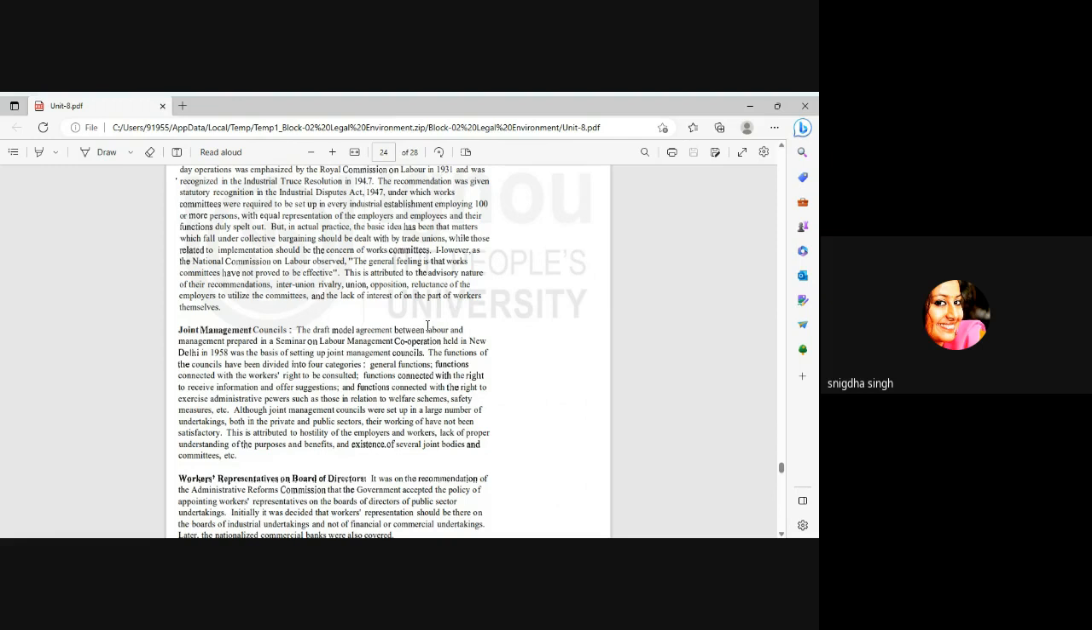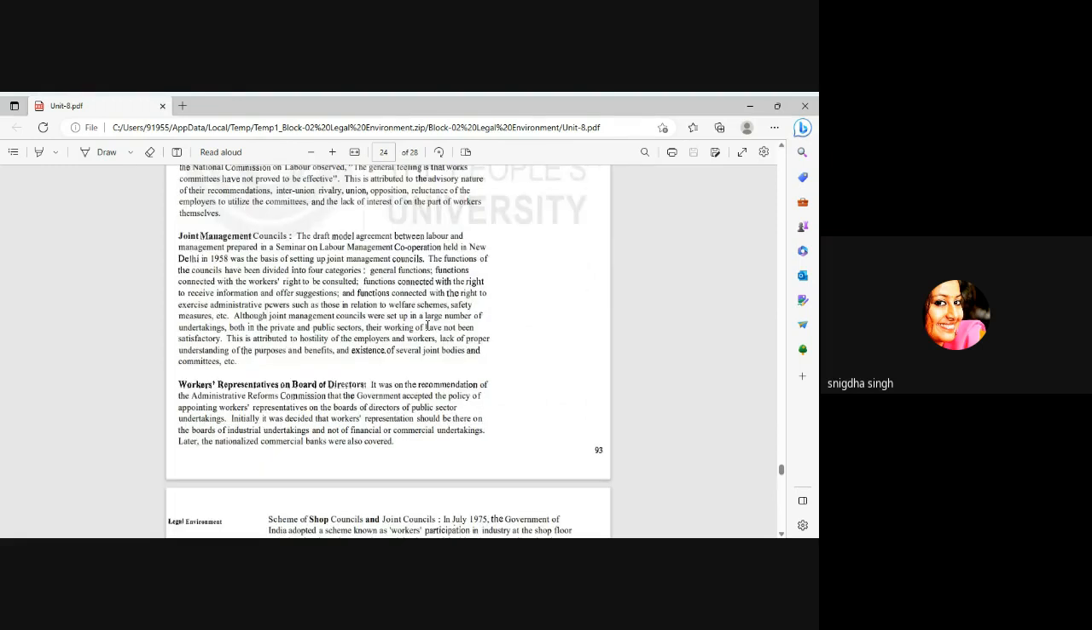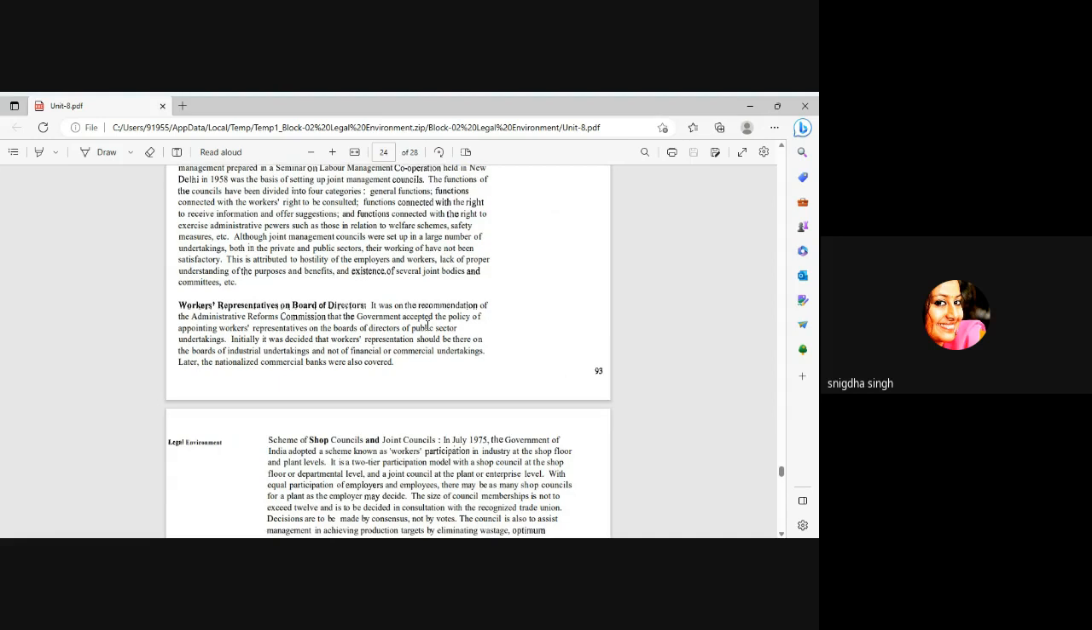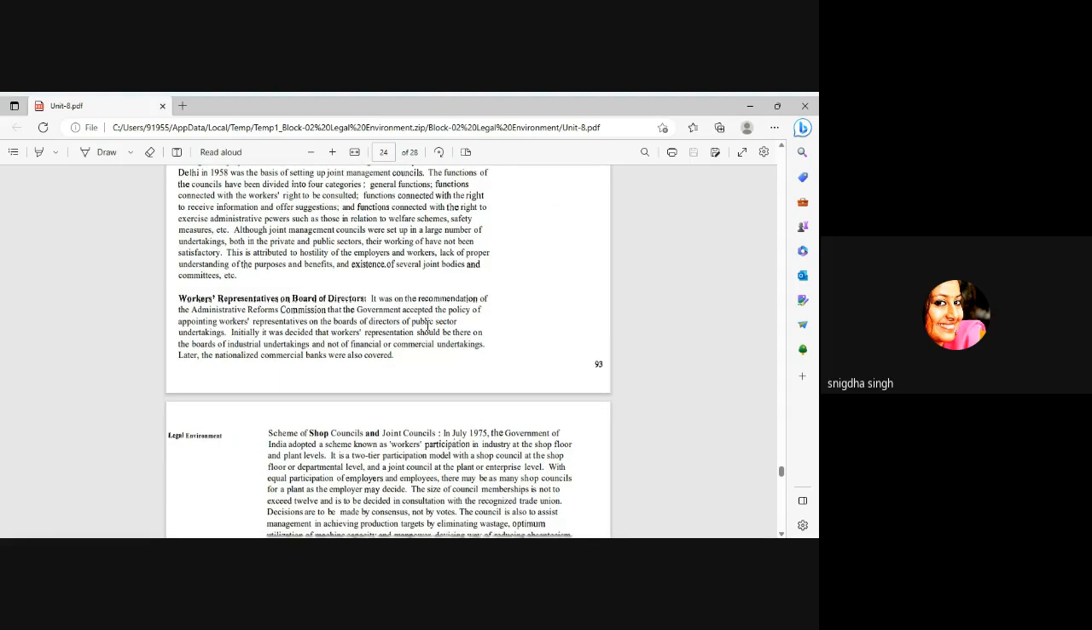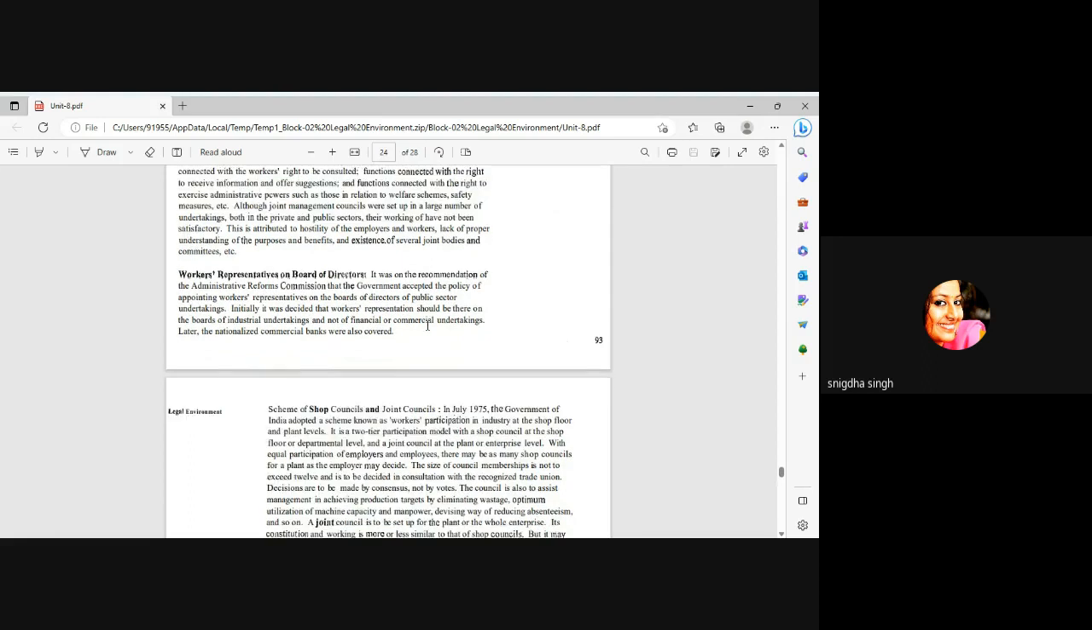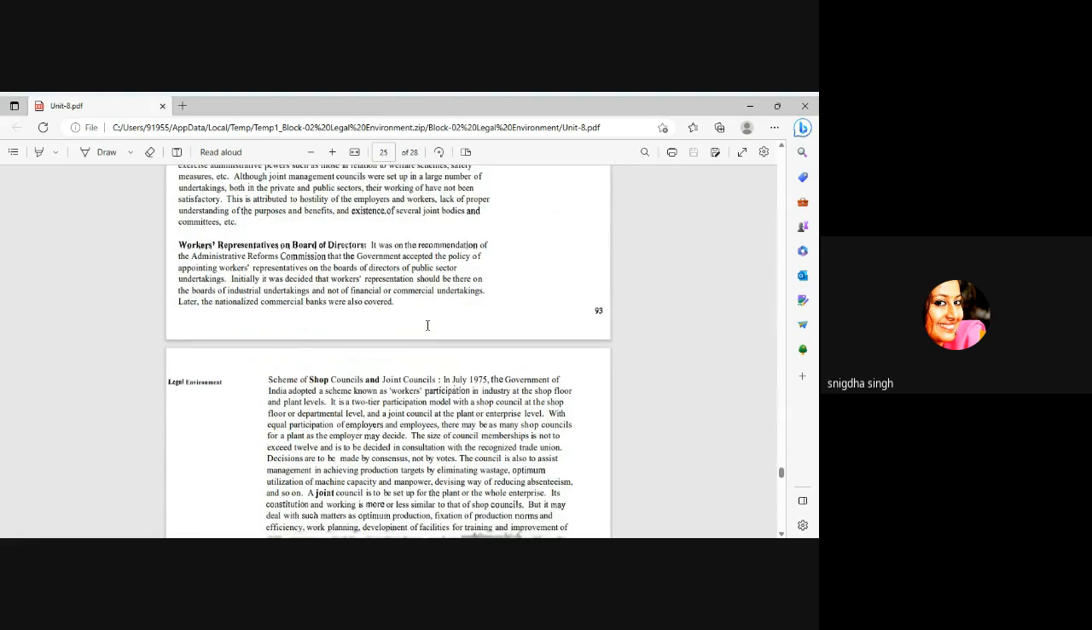There are joint management councils. Under joint management councils, labor and management can come together and prepare a seminar on cooperation, and they can offer suggestions to each other on how to improve their relationships. They could have better role clarity, etc., etc.